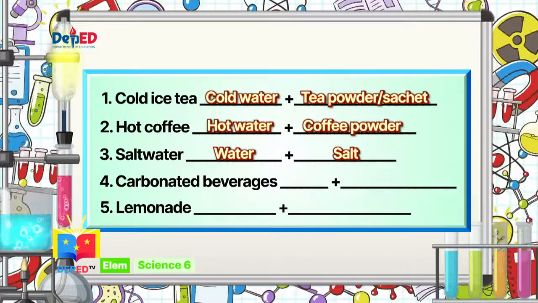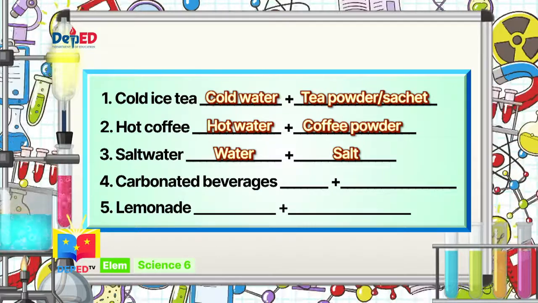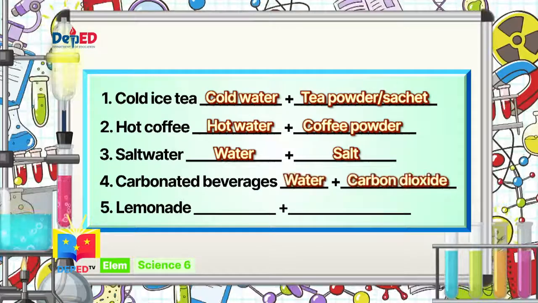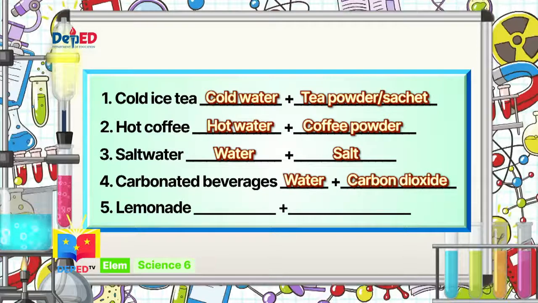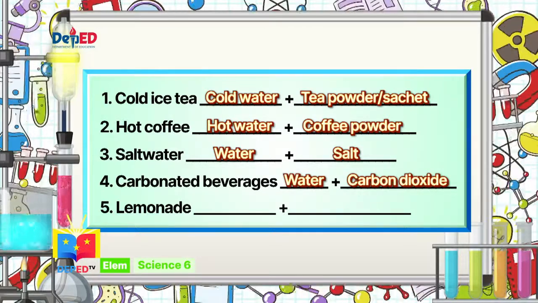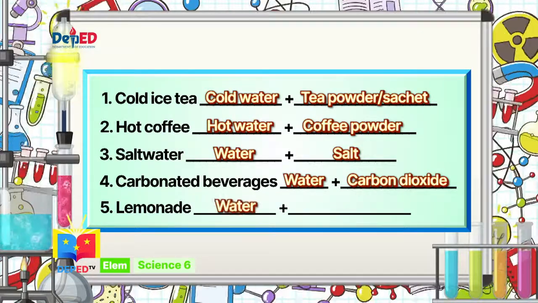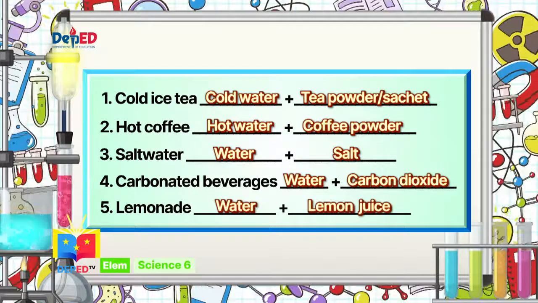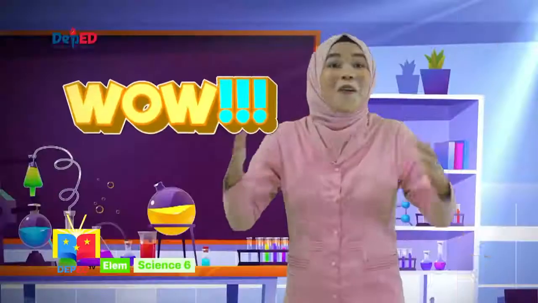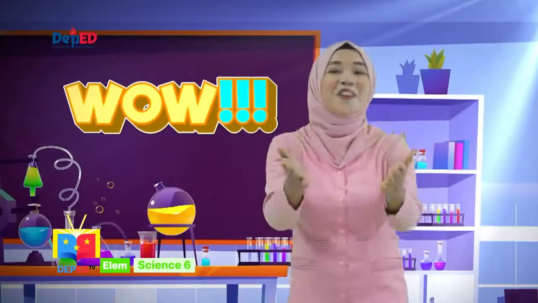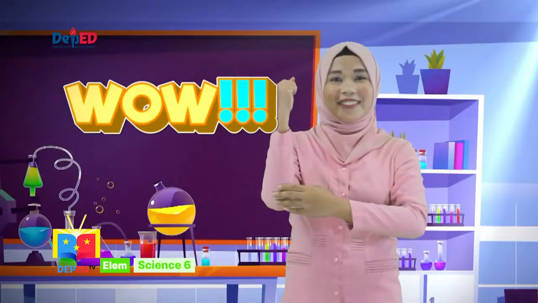Number 4. Carbonated beverages. The correct answer is water plus carbon dioxide. And number 5. Lemonade. The correct answer is water plus lemon juice. Wow! You really did a good job.